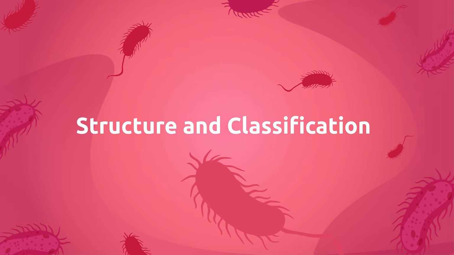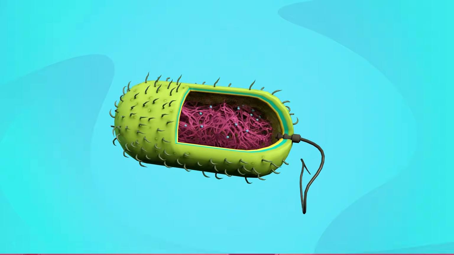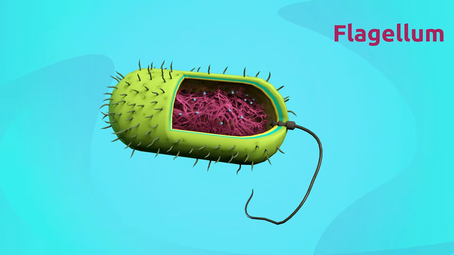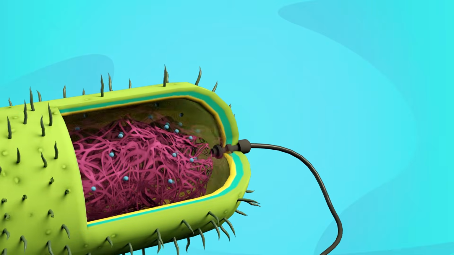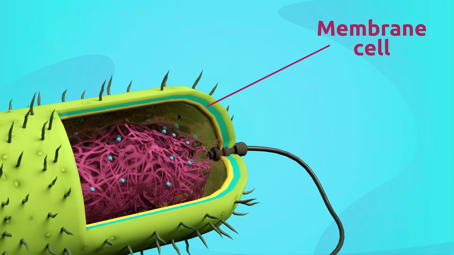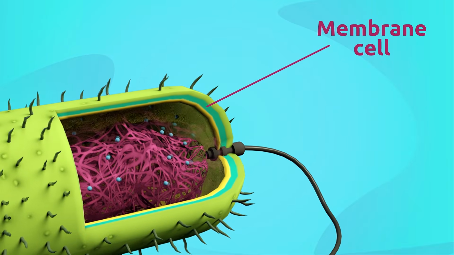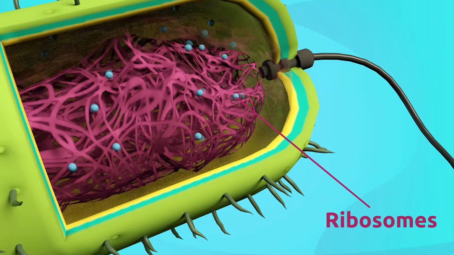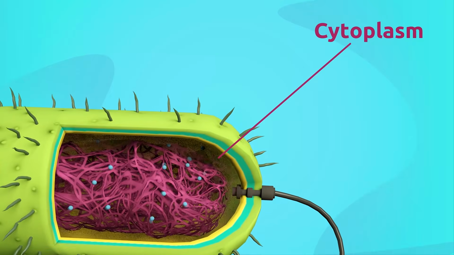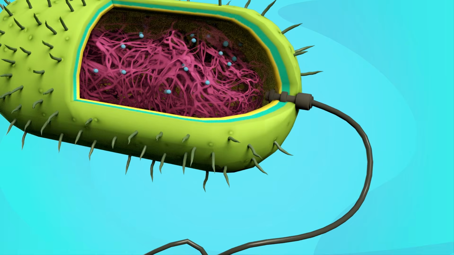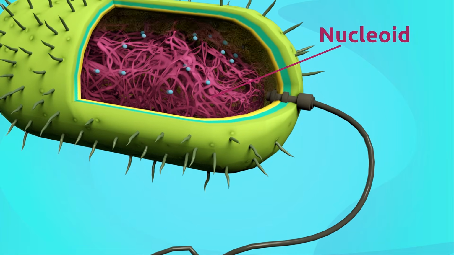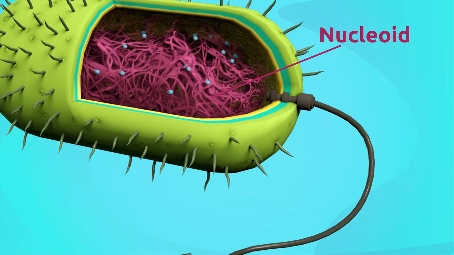Structure and classification of bacteria. Bacteria are made up of the flagellum, the cell membrane which covers them, the ribosomes, the cytoplasm, and the nucleoid, which is genetic material consisting of DNA or RNA.